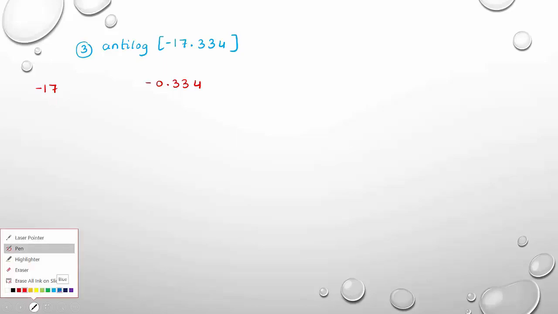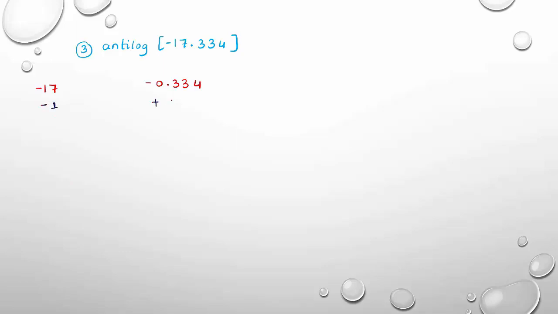17.334. So now I am going to write it separately here, minus 17. The first step, minus 17, I am going to write separately here. Remaining is minus 0.334, the separate part. Minus 17 means here I am going to add and subtract 1. Here I am going to write minus 1, and here this will be plus 1 to convert negative values into positive value only for mantissa, so that it is easy to find the antilog of the given number using log table.